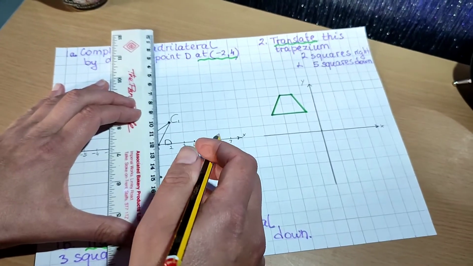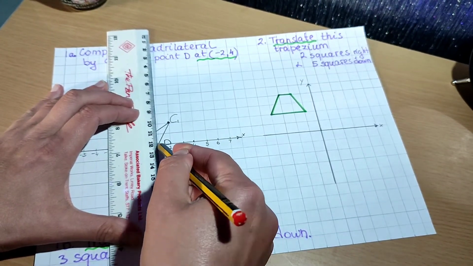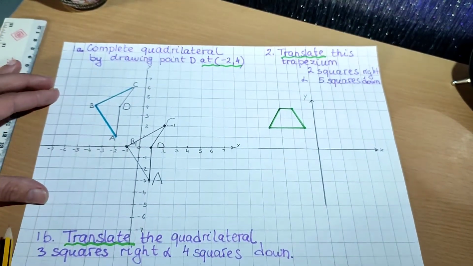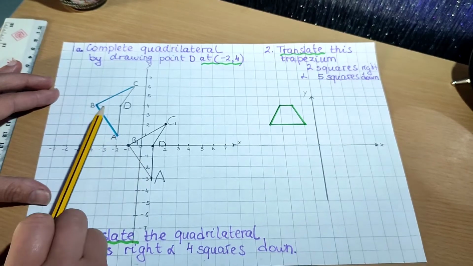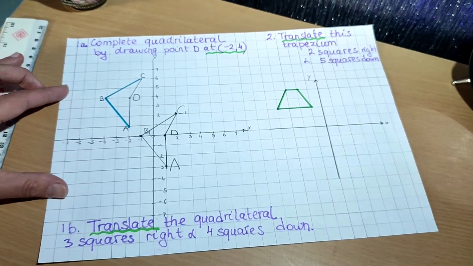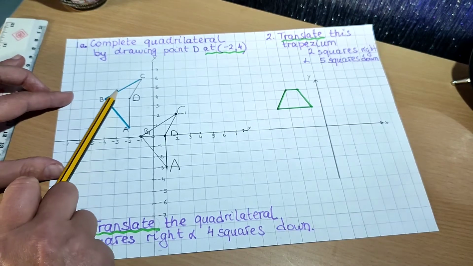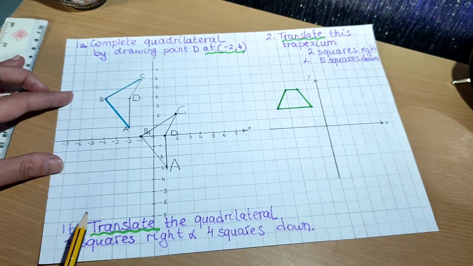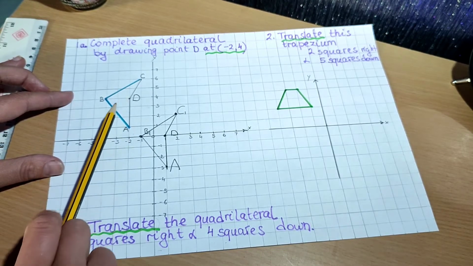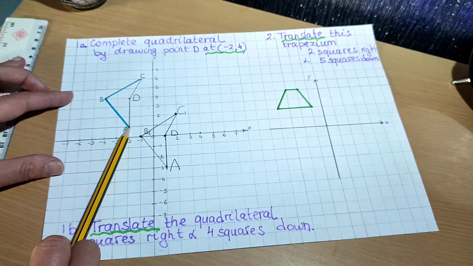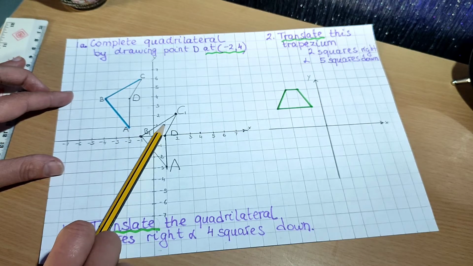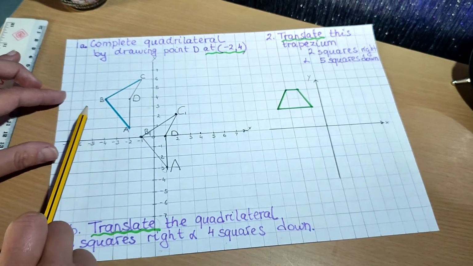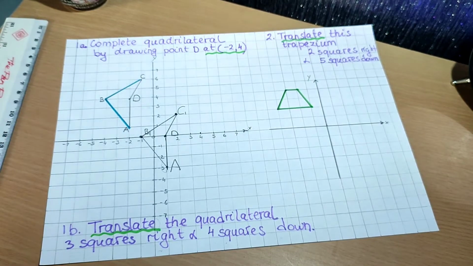Always use a ruler. My camera is shaking. The camera is right in the way of my face. Right, let's have a look. Can you see? Now you've got two identical quadrilaterals. They're exactly the same, but this one has been translated or moved. How was it moved? 3 squares to the right and 4 squares down. So you have to move every single vertex, every single corner.